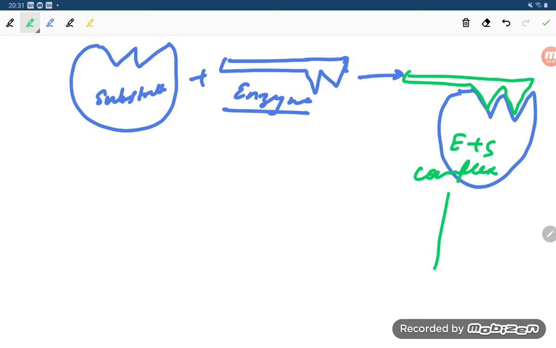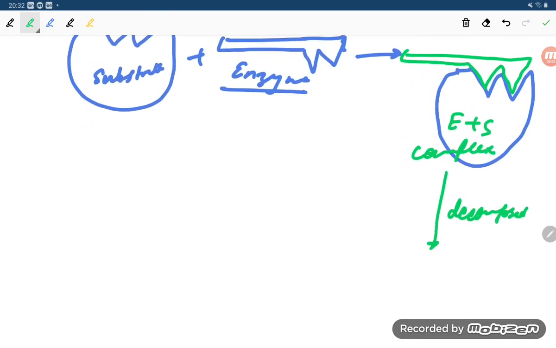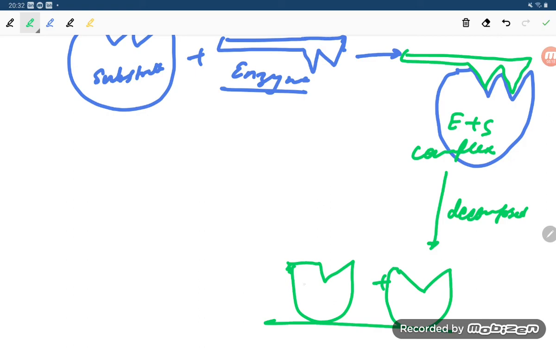When this ES complex is decomposed or gets separated, it gets broken into two different molecules. It will form one molecule like that and another molecule like that. These are the products.